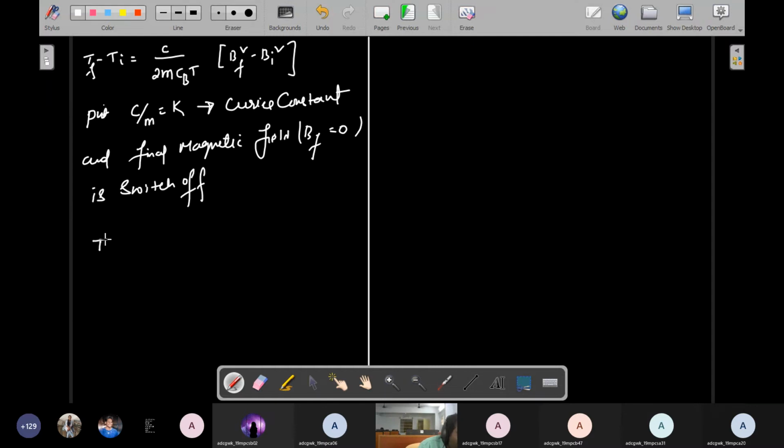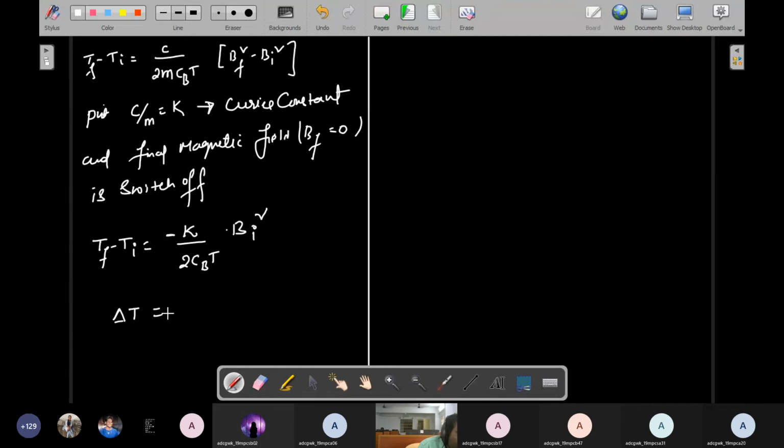So finally the changing temperature Tf minus Ti is equal to K divided by 2 C_B T into Bi square, because Bf is 0 and you will get a minus sign. So finally your answer is the changing temperature delta T.